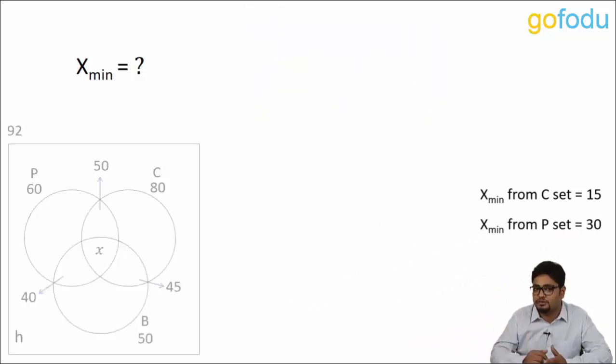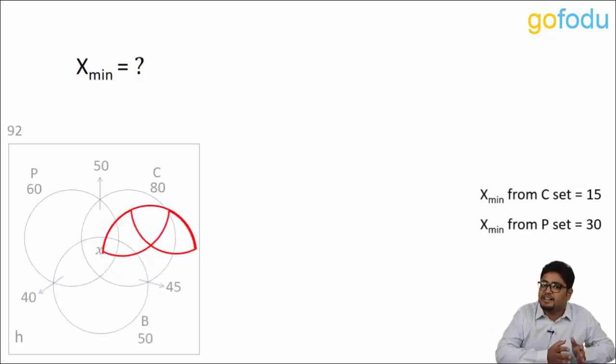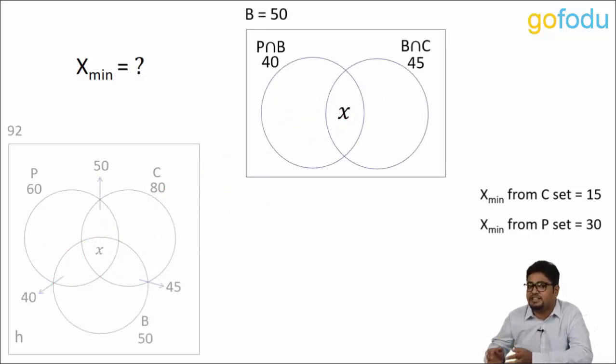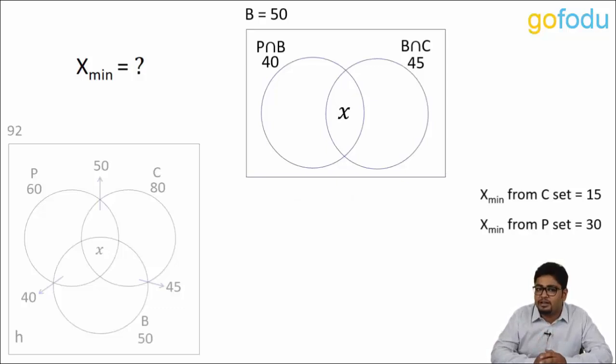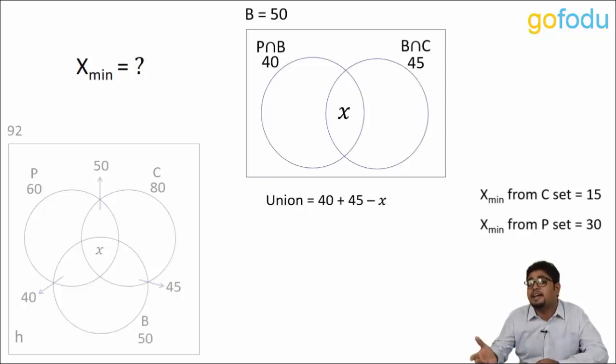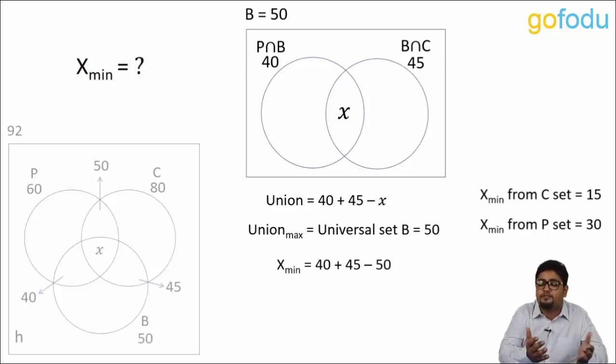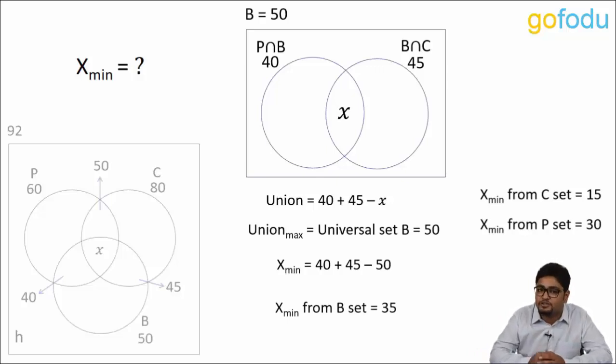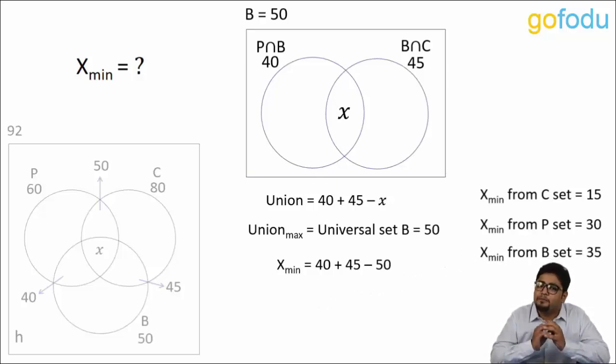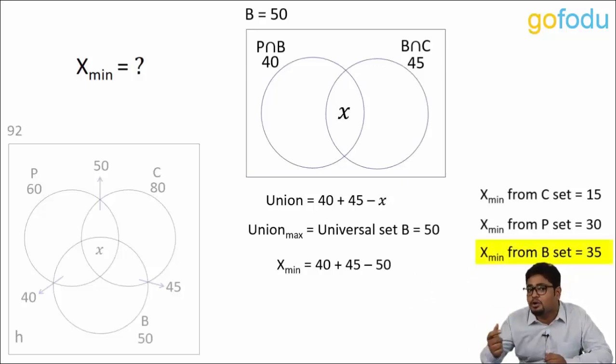Last set, biology. It contains physics intersection biology and chemistry intersection biology. Union will be 40 plus 45 minus x. Union max is 50. So, x minimum will be 40 plus 45 minus 50, which gives us 35 as the minimum value of x from the biology set. The minimum value of x equal to 35 will satisfy the other two conditions as well. Overall, x minimum has to be 35.